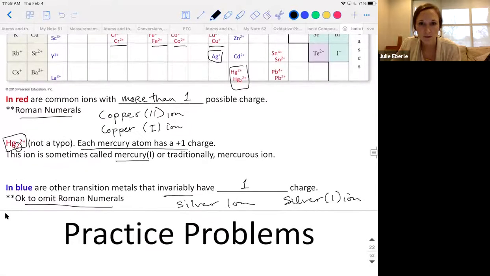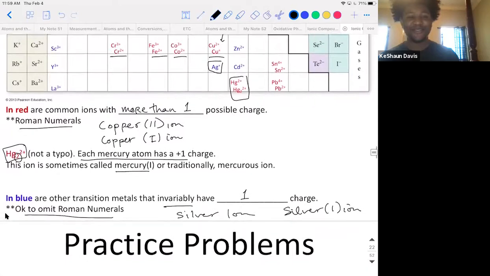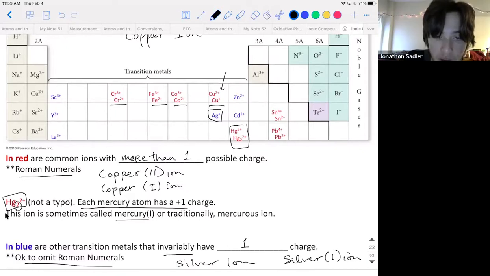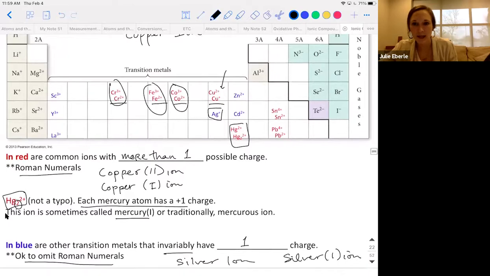Questions on transition metals? Can you explain when you include them again? Anybody want to jump in on that before I do? When do you include Roman numerals? That's the question. If they have more than one possible charge. For example, copper Cu can be a +2 or a +1 charge. So these squares that have the 2 options, you have to put Roman numerals.